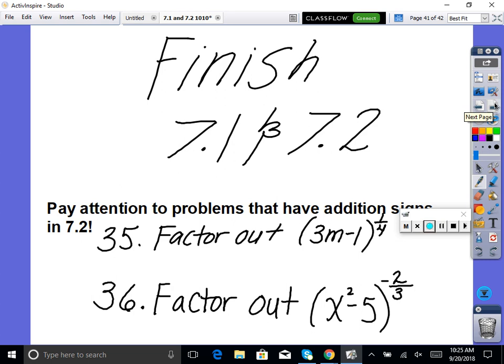Okay, that's the end of the lesson. So 7-2. Notice 35 doesn't tell you what to factor out. I'm telling you what to factor out. 36 doesn't tell you, so make sure you write it down. The instructions got cut off.